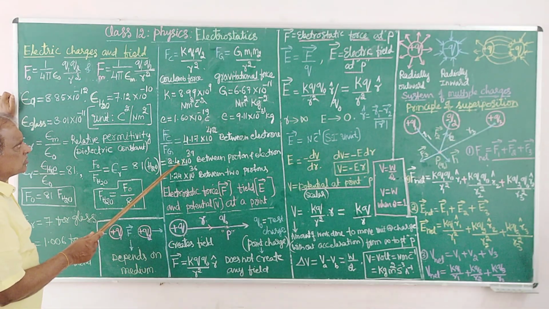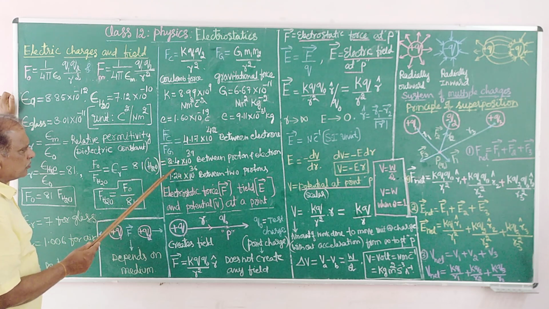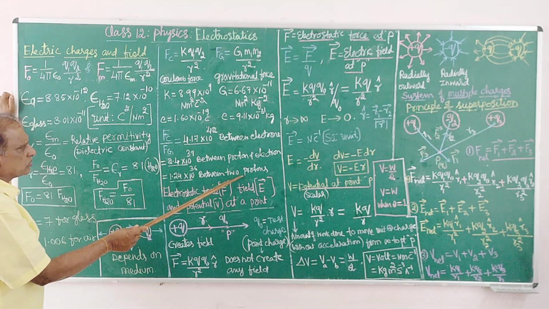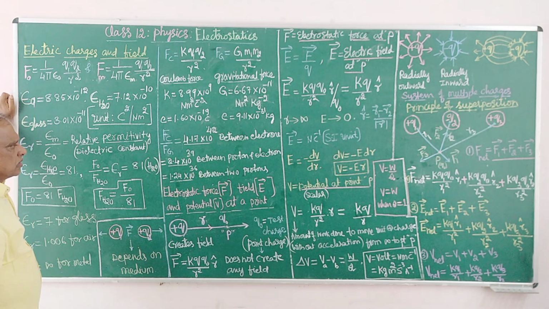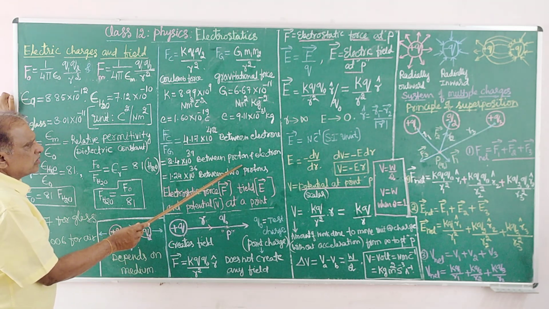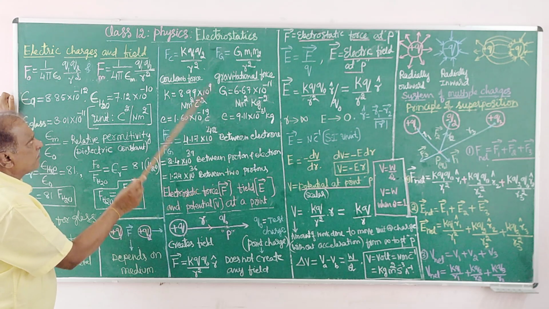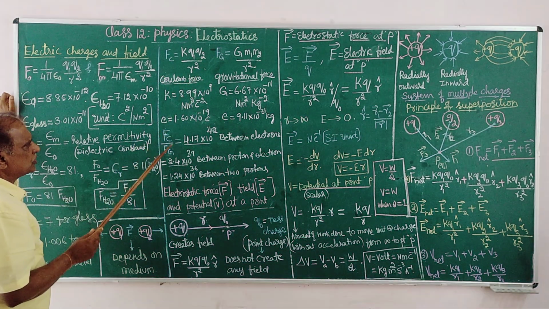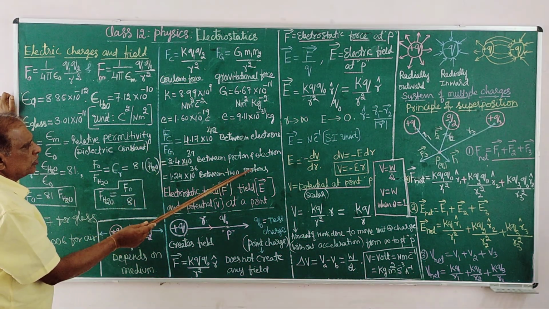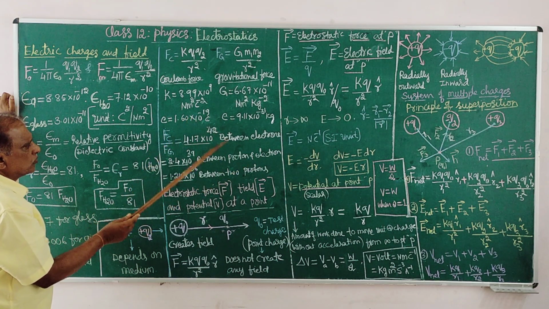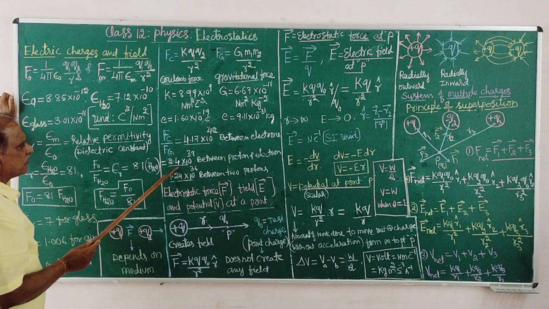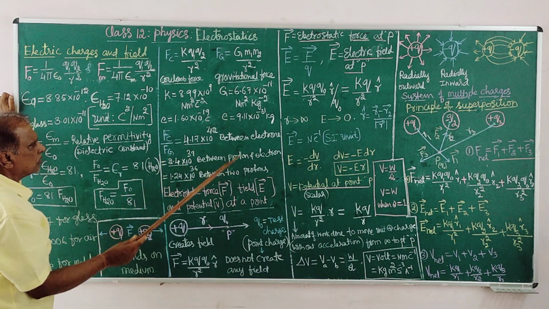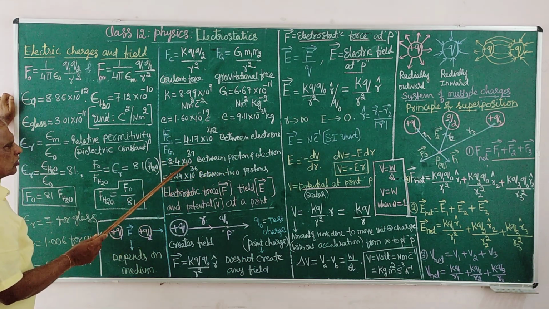Substitute in these equations and find the value of Fc by Fg. We get this value between two protons: 10 to the power of 36. If we take proton and electron, do the same calculation. This force and this force, the ratio. The charge is the same, the proton mass is proton mass, the electron mass is electron mass. Do the calculation and you get this value between proton and electron: 10 to the power of 39.